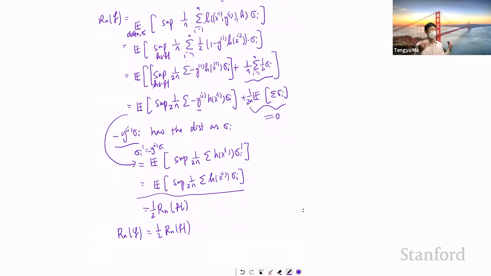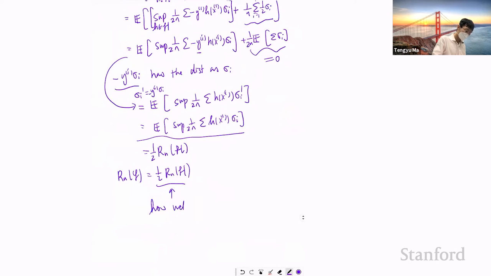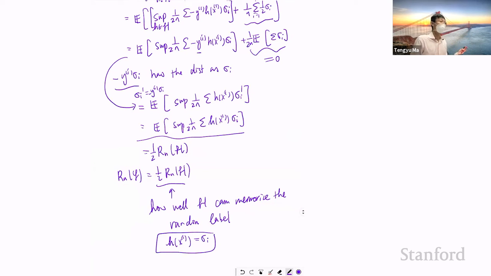So that's a slightly simpler way of thinking about this, because what is this? This is basically saying how well H can memorize the random labels, right? You can think of sigma 1 up to sigma n as random labels, and Rn is big when there exists an h in the capital H such that h of xi equals sigma i. This is the best situation, right? This has the strongest correlation. So if you can memorize all the random labels with some hypothesis in your hypothesis class, that means your Rademacher complexity is the biggest, and that gives you the worst generalization bound. And vice versa, if you cannot memorize, then you get a better generalization bound.